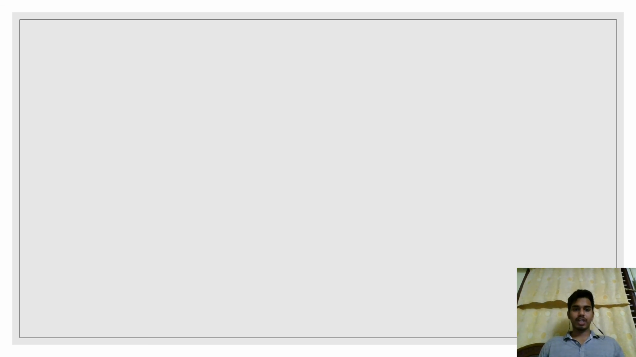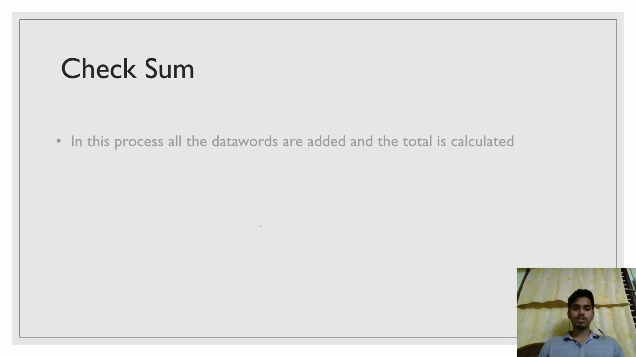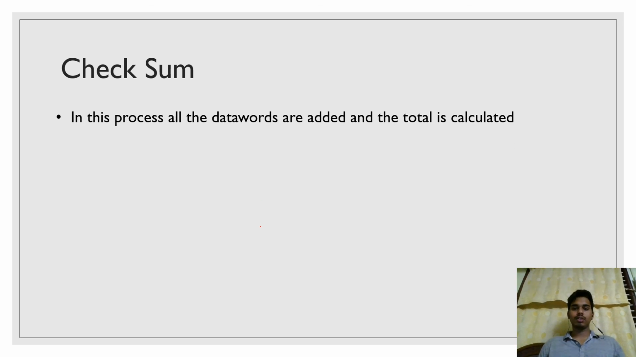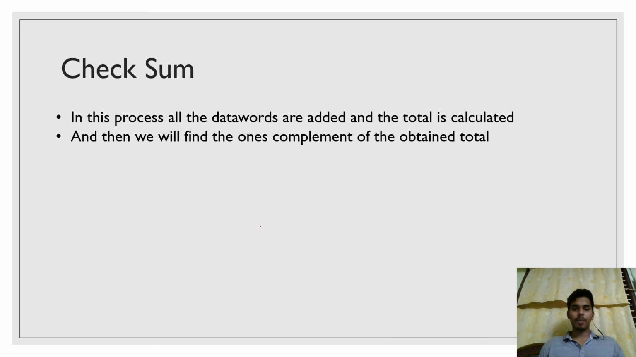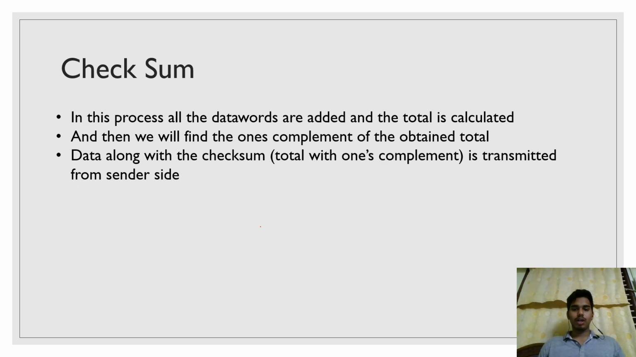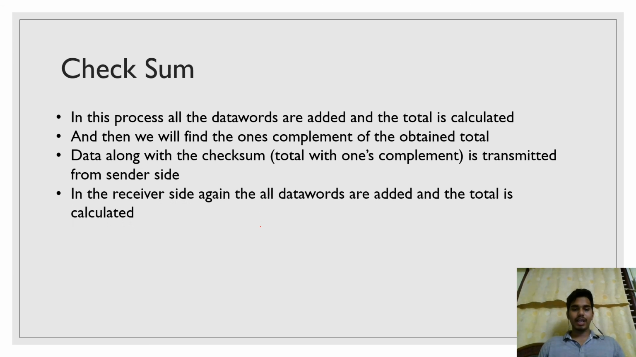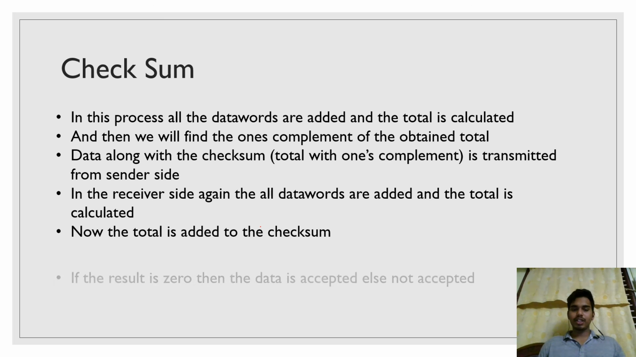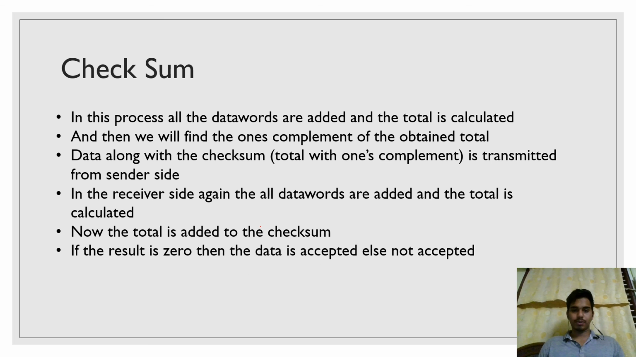Okay, now let's see about the checksum. In this process, all the data words are added and the total is calculated, and then we find the ones complement of the obtained total, and along with the data, the checksum is sent from the sender side. On the receiver side, again all the data words are added and the total is calculated. Now the total is added to the checksum. If the result is 0, then the data is accepted, else it is not accepted.